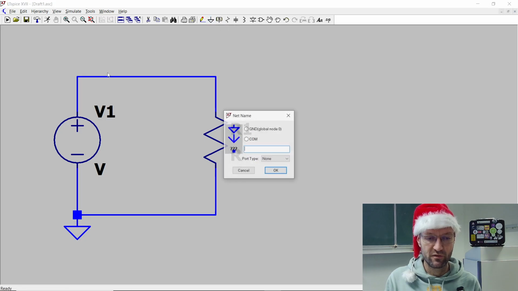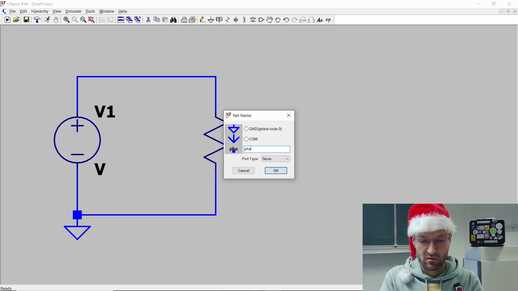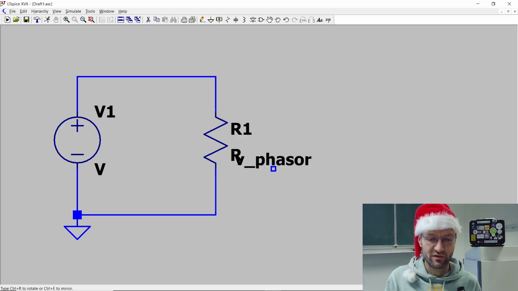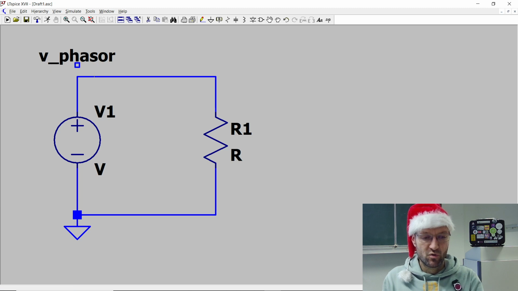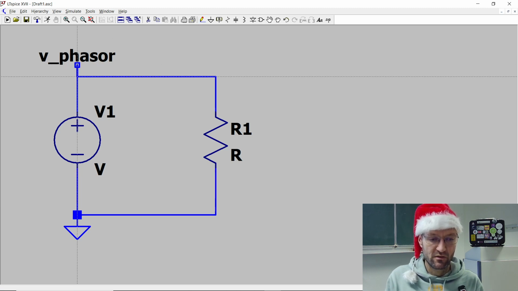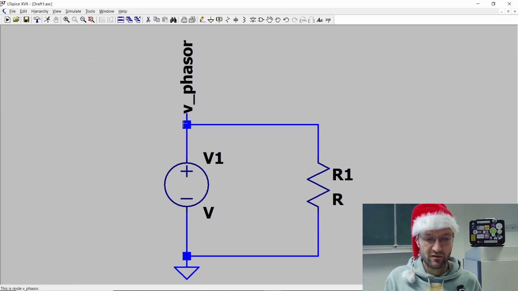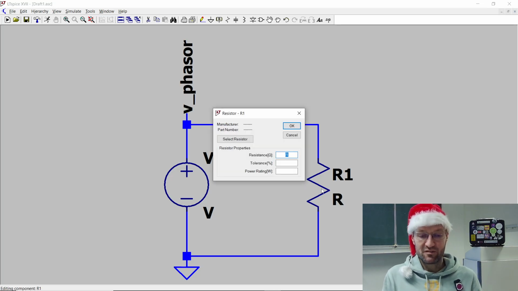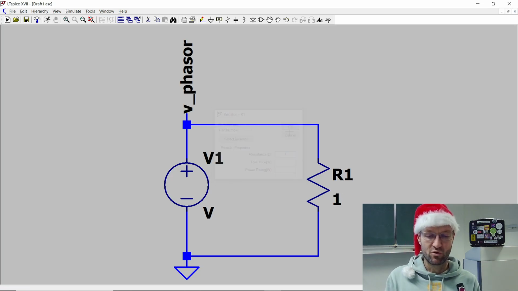So I will give this node a name and call this voltage phasor, I don't know. Call it whatever you want, just that we have a fixed name. Put this there, connect it together. So now this node is the node that is called V phasor. Okay, then the resistor needs to have some value. I will just give it 1 ohm.